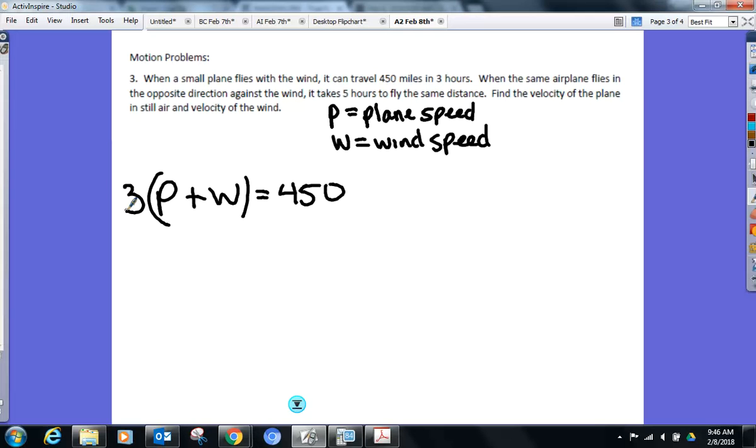Yes, the next one, when you go in the opposite direction, now I don't have it with the wind. I'm going against the wind. Still traveling how far? 450. But now it's taking me 5 hours to do.